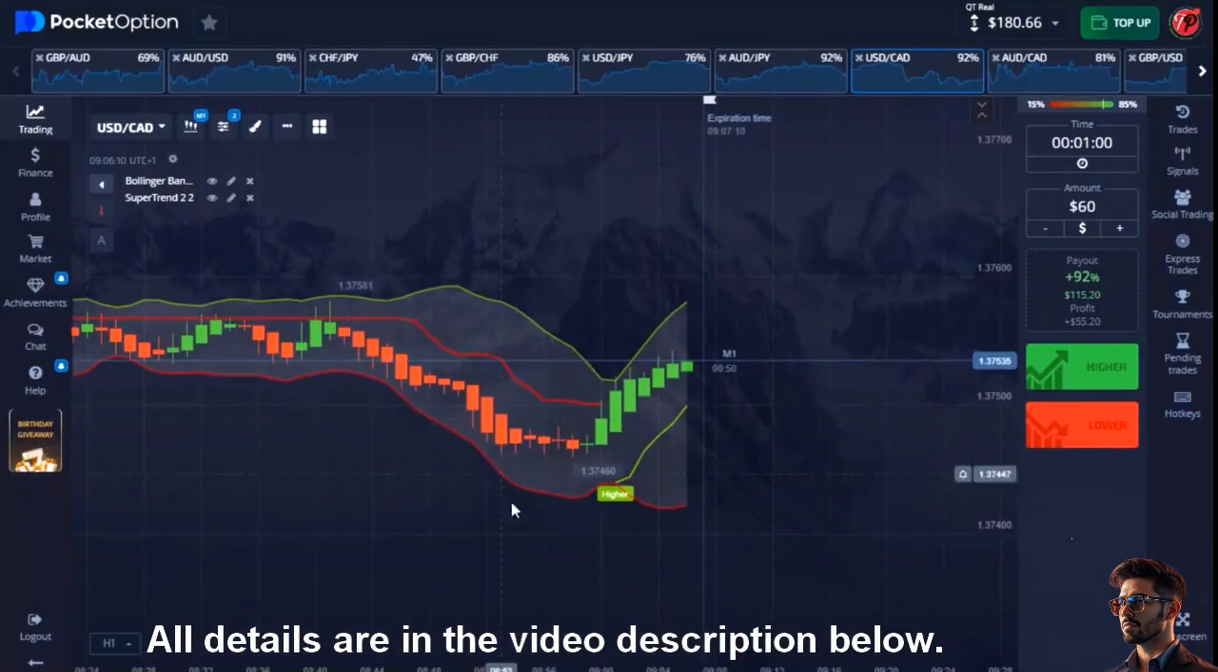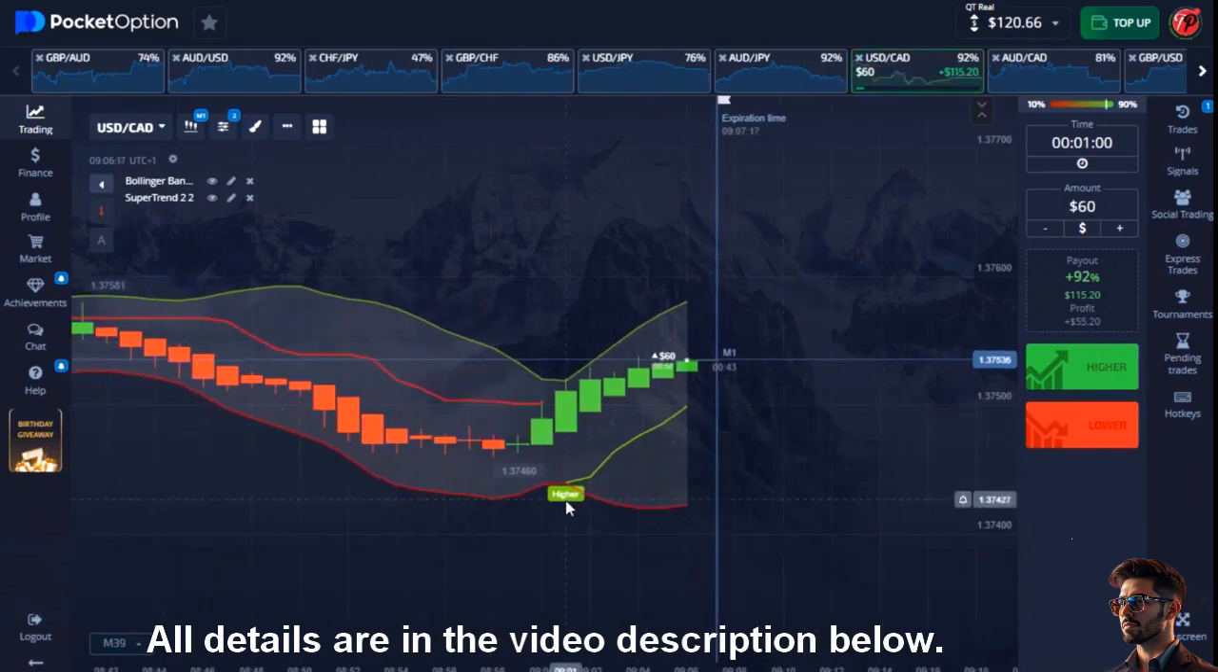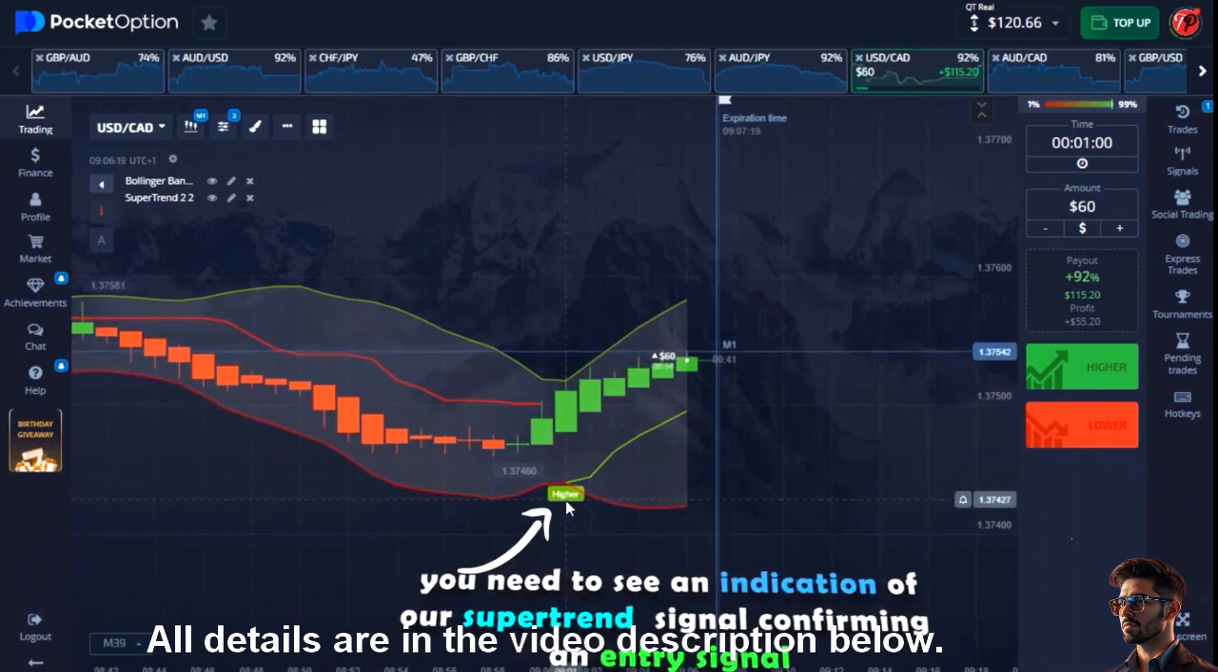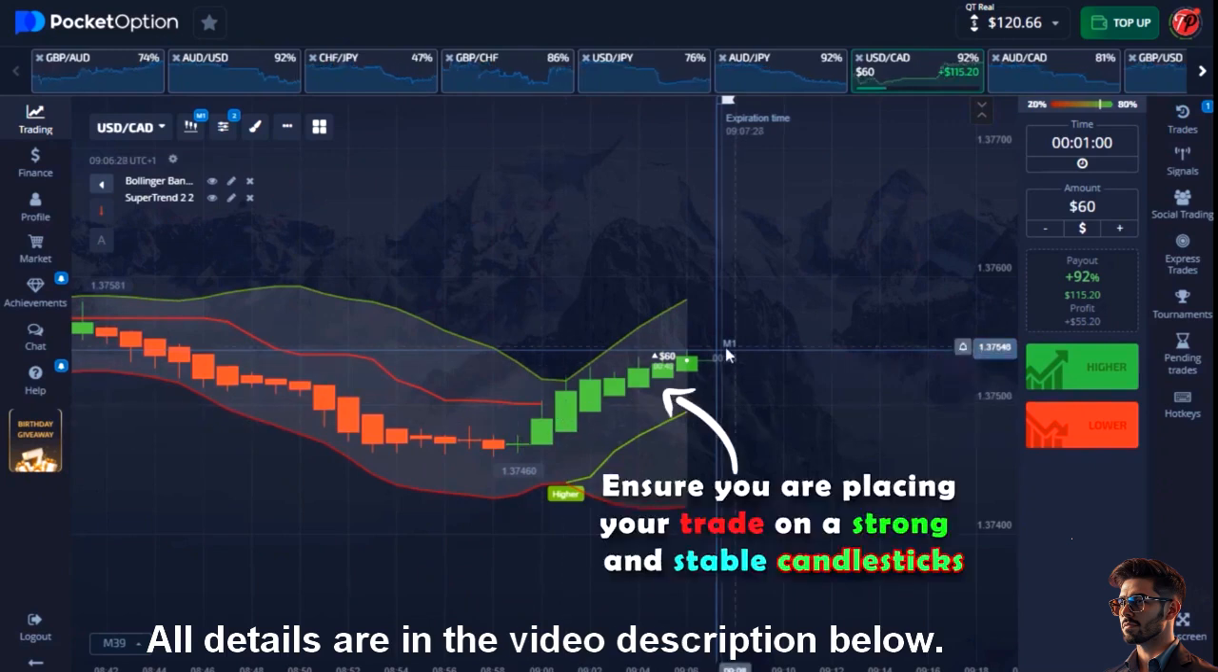Okay, guys, over here I'm actually finding another moment for an up trade. So I'm going to enter this trade real quick. So as you can see right here, we have a very powerful confirmation of an uptrend. All right, our super trend just indicates in this position, and you can see the few candlesticks above it are very stable and are very strong in the trend.